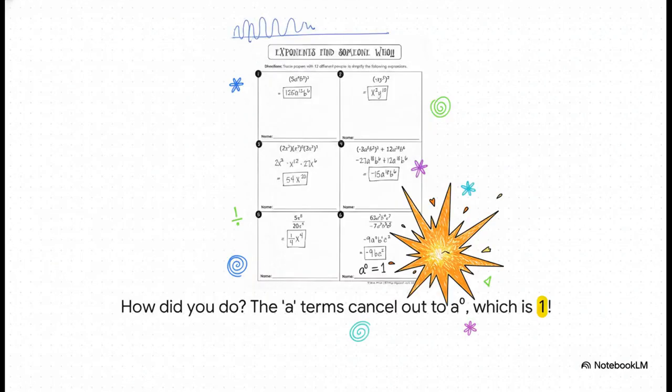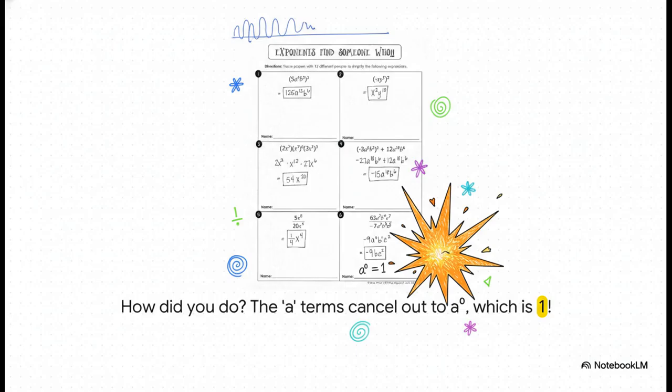How did you do? Let's walk through it. First, 63 divided by -7 is -9. Easy enough. For the a's, you've got a squared over a squared, which is a to the power of 0. For the b's, 4 minus 3 is 1. And for the c's, 7 minus 5 is 2. And of course, since a to the 0 is just 1, it basically disappears. So our final simplified answer is -9bc squared.